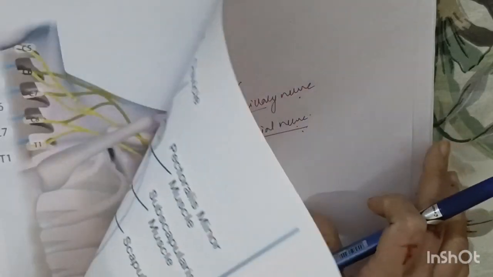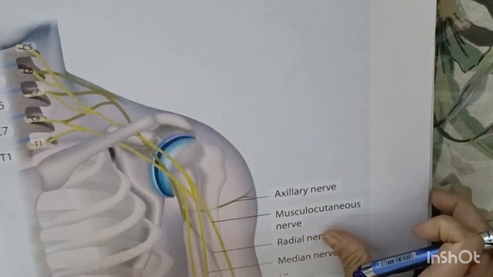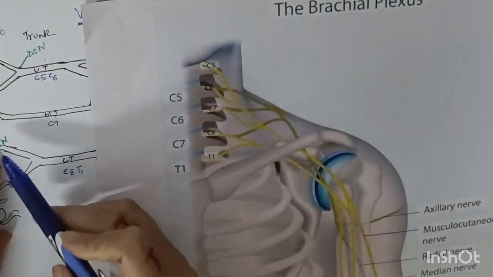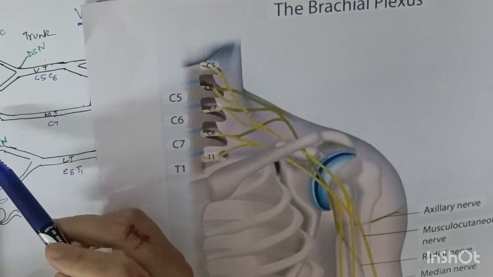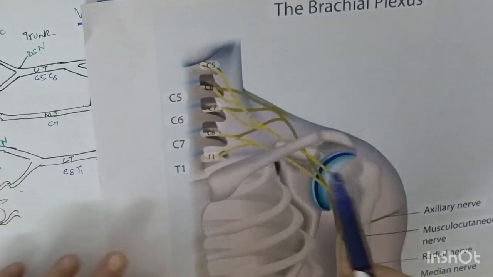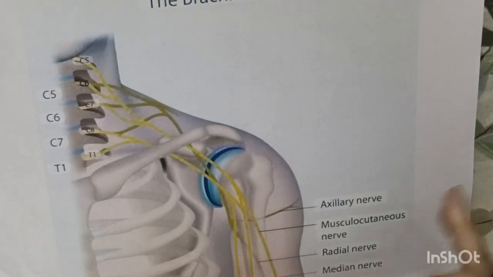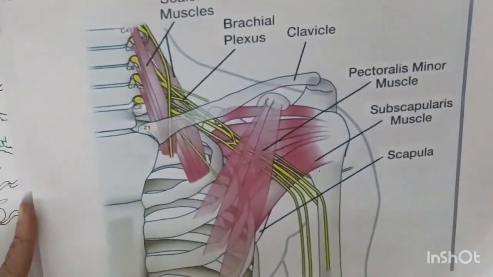So this part which we were studying over here has been supplied by the long thoracic nerve. It is C5, C6, C7 giving the long thoracic nerve. It is supplying the serratus anterior muscle. So while it is passing through, it is giving supply. So this is the long thoracic nerve. It is supplying the serratus anterior muscle.